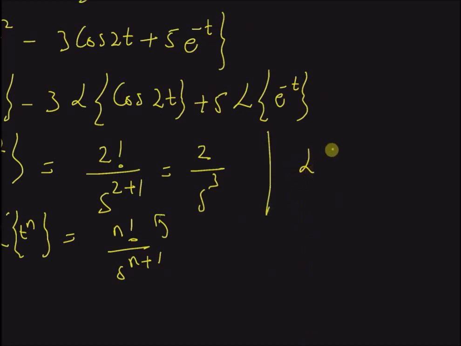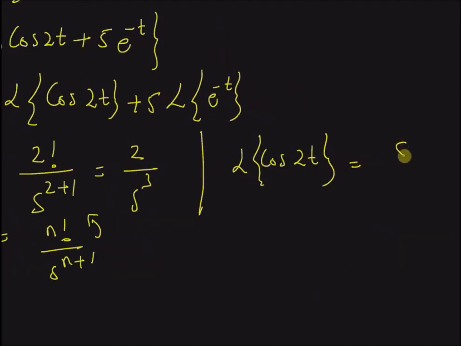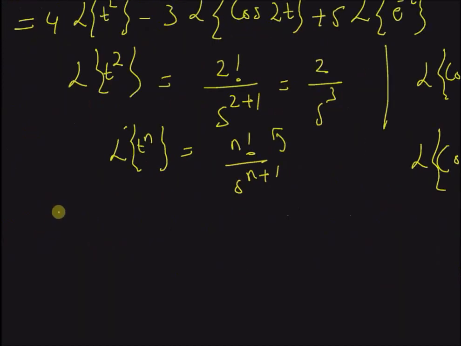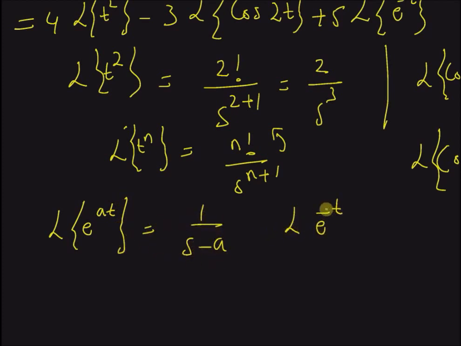Similarly, the Laplace transform of cos 2t is equal to s by s square plus 4, because Laplace transform of cos at is equal to s by s square plus a square. So by using this formula, we can derive this result. And finally, Laplace transform of e power at is equal to 1 by s minus a. And clearly for Laplace transform of e power minus t, a is equal to minus 1, so this should be equal to 1 by s plus 1.